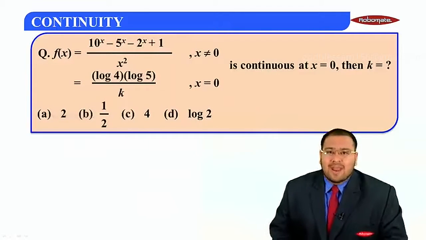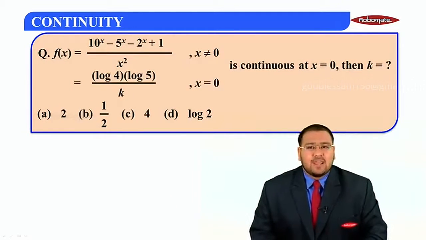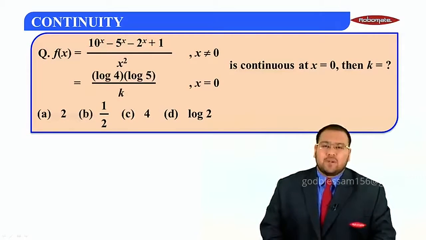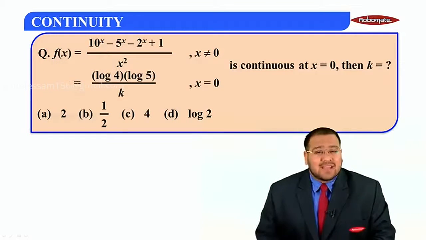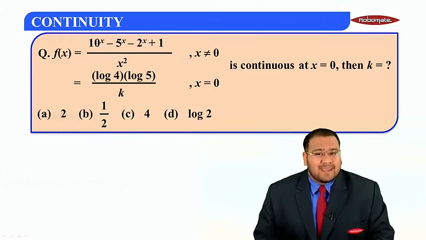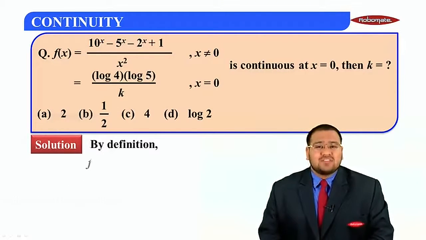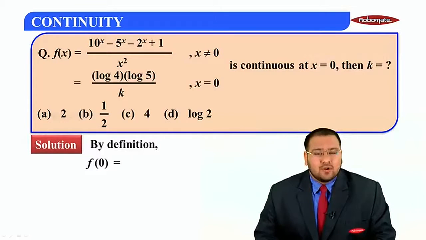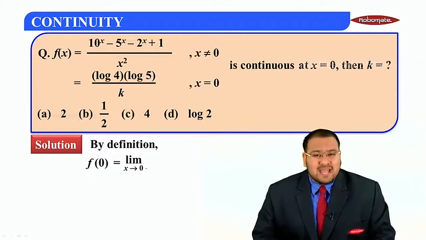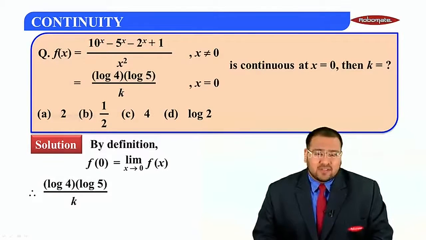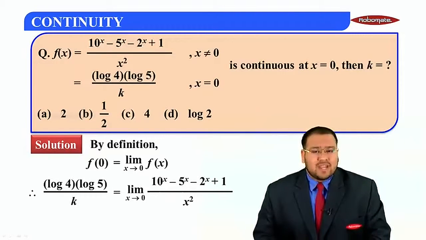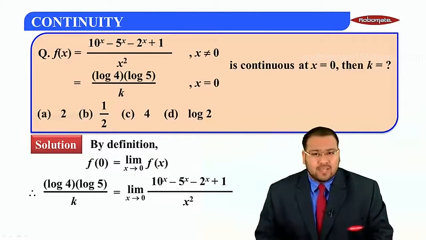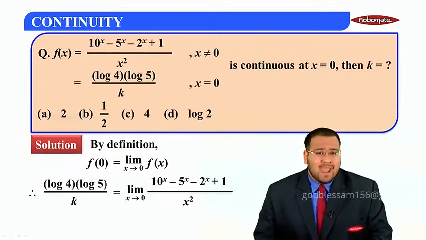Moving ahead, when x is not equal to 0, the function is (10^x - 5^x - 2^x + 1)/x², and at x equal to 0, it is (log 4 × log 5)/k. So, as the function is continuous at x equal to 0, f(0) should be equal to the limit x tending towards 0 of f(x). As a result, (log 4 × log 5)/k should be equal to the limit x tending towards 0 of (10^x - 5^x - 2^x + 1)/x².